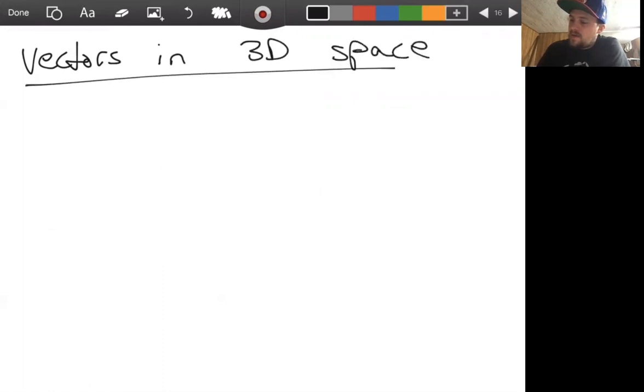Okay, so lastly, let's just summarize what we learned about vectors in two-dimensional space, but now written in the language of three-dimensional space. So here's vectors in 3D space. Okay, so we have a vector v in component form, which can be written as <x, y, z>. This is component form.